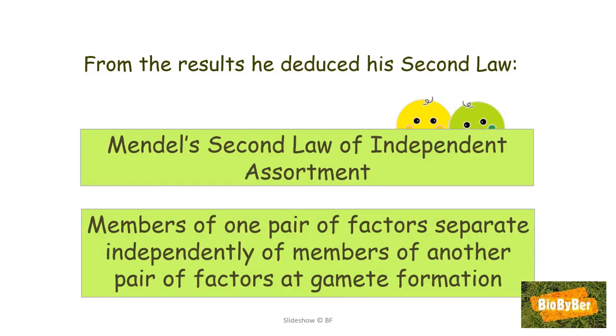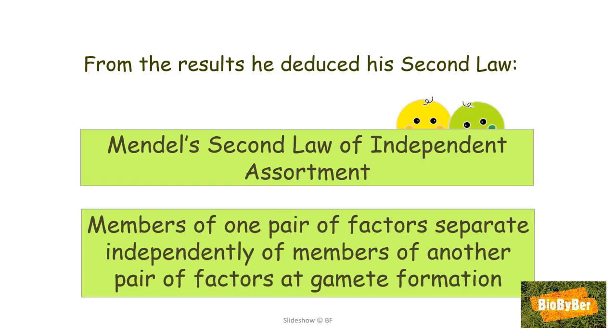From these results he deduced or came up with his second law. We have to know this definition, word perfect, off by heart. Mendel's second law of independent assortment. Members of one pair of factors separate independently of members of another pair of factors at gamete formation.